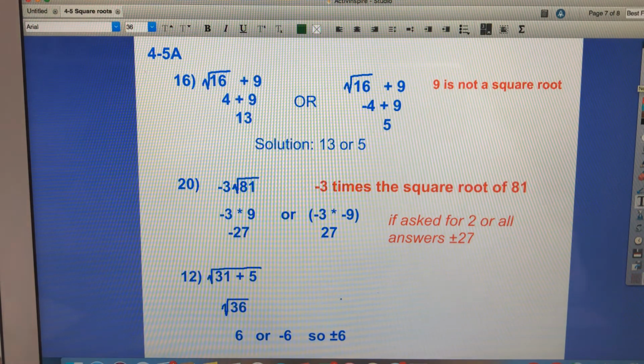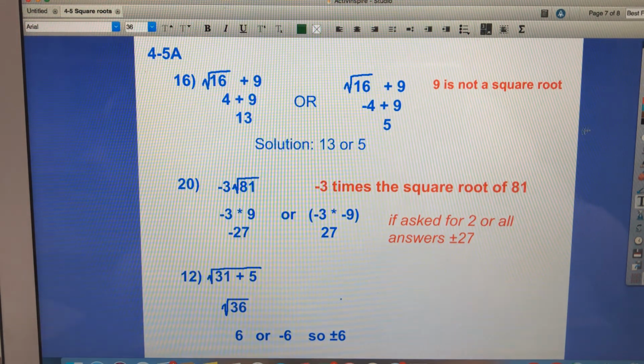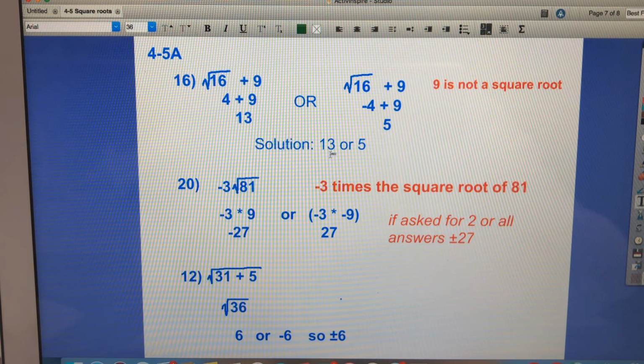Let's look at some more examples. Square root of 16 plus 9. 4 plus 9 equals 13. But what if it was negative 4? Then it would be negative 4 plus 9. That means my solution is either 13 or 5. Okay, this is a game changer. I have two separate solutions, not just a plus and minus 4.